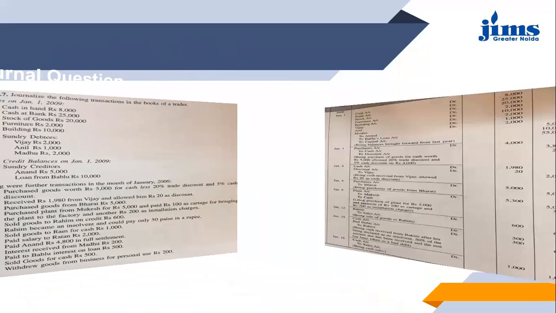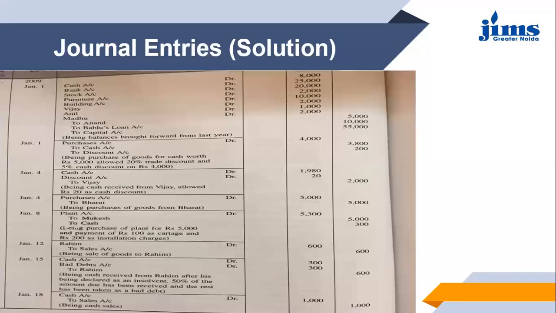As you can see in the entry here, now let us take the entry. You can see cash account is being debited, 8,000 rupees, bank account 25,000, stock account 20,000, furniture account 2,000, building account 2,000, and then there are certain debtors, Vijay, Anil and Madhu. These accounts have also been debited because these are the debtors. Debtors are the assets for the business. So asset has the debit balances, so it will be debited.